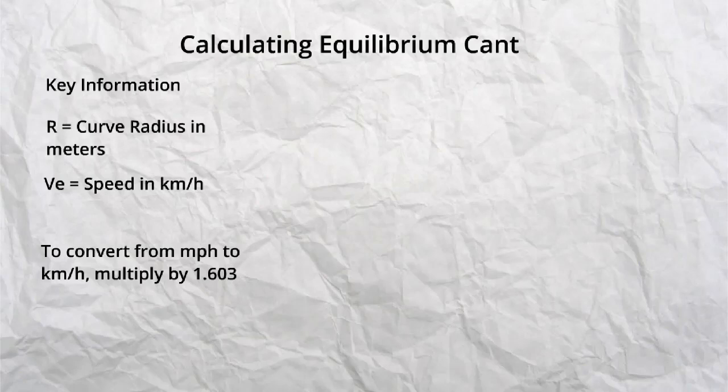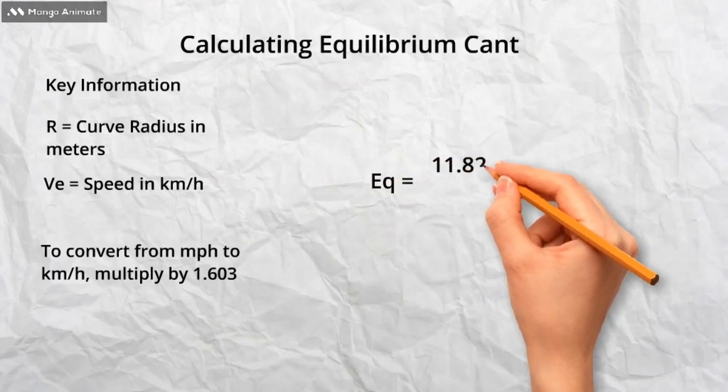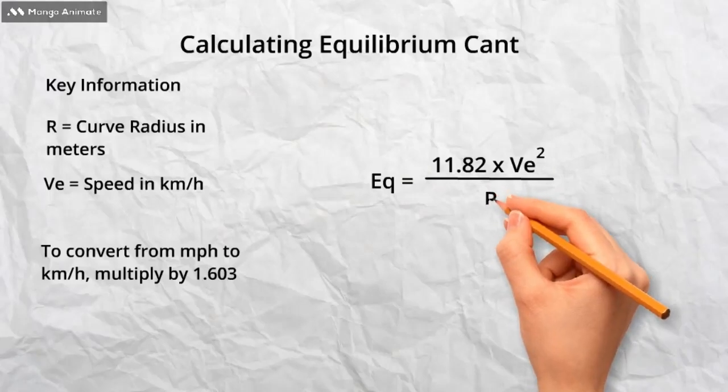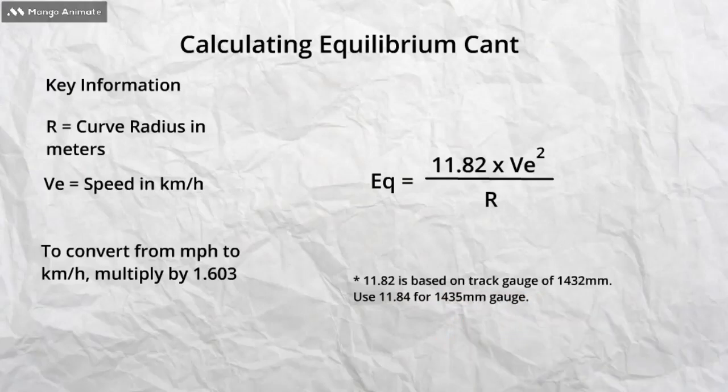So this brings us onto the equation itself. Equilibrium cant, EQ, equals 11.82 multiplied by the speed squared and divided by the radius. The 11.82 is a constant calculated based on 1,432 mm track gauge, the standard in the UK. By putting the speed and radius values into this equation, we will get an equilibrium cant value in millimeters.